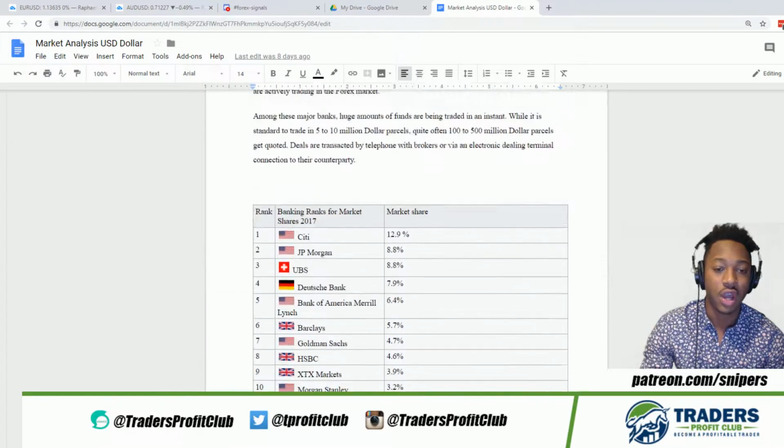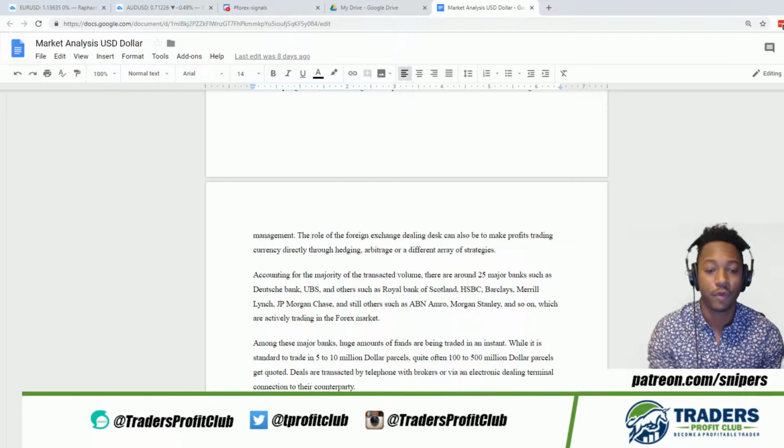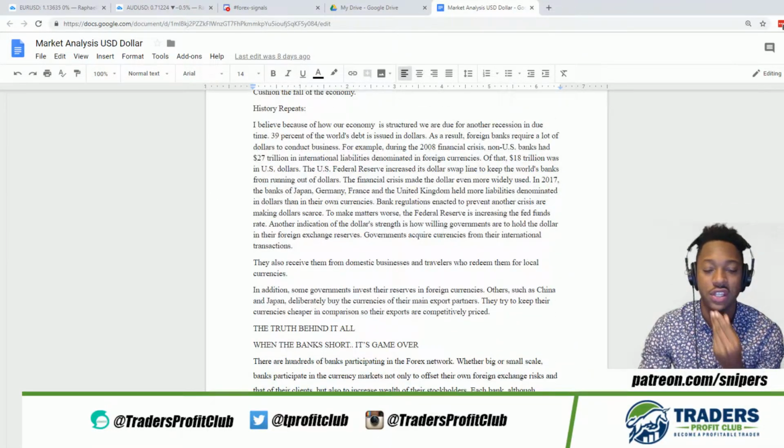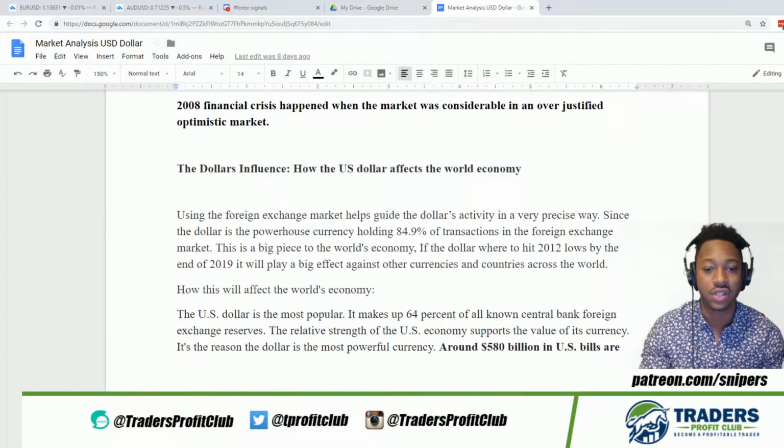So this is the dollar analysis that I made, and I keep on adding stuff. It's around 13, 14 pages as of right now. I'm just going to give you guys some historical background on stuff that I really think is going to be very intrinsic value that you guys are going to need to know.